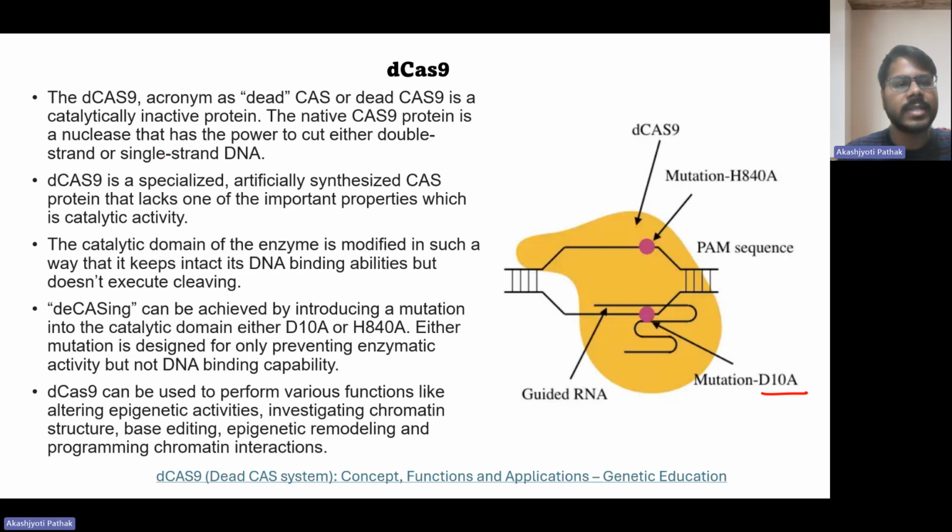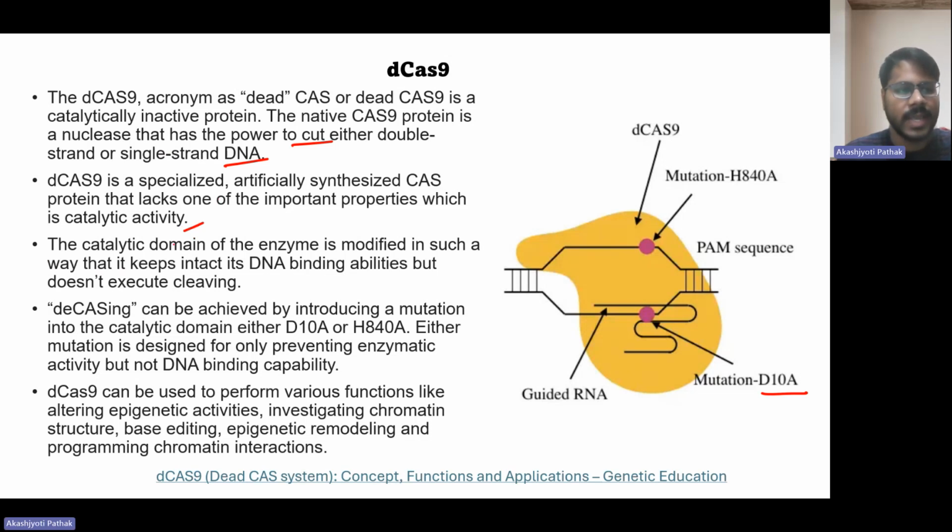The native Cas9 protein is a nuclease that has the power to cut either double-strand or single-strand DNA. But dCas9 is an artificially synthesized Cas protein that lacks one of the important properties, which is catalytic activity.